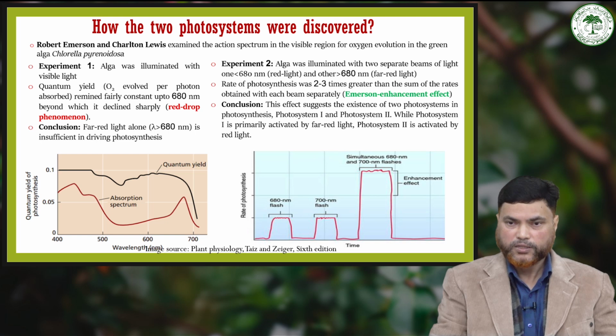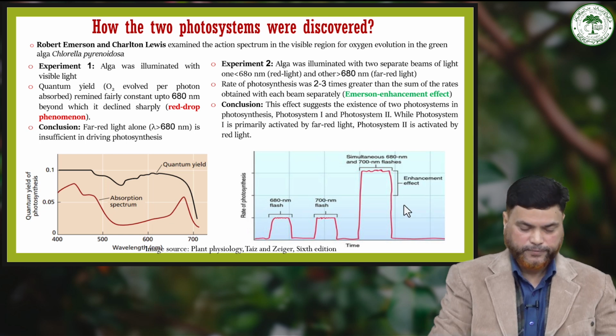Emerson enhancement effect. Thus, it now became clear that for photosynthesis to operate with full efficiency, both wavelengths, that is 680 nanometer and 700 nanometer, must function concurrently. And this experiment concluded the existence of two pigment systems in photosynthesis, that is photosystem 1 and photosystem 2, while photosystem 1 is primarily activated by far red light, photosystem 2 is activated by red light.